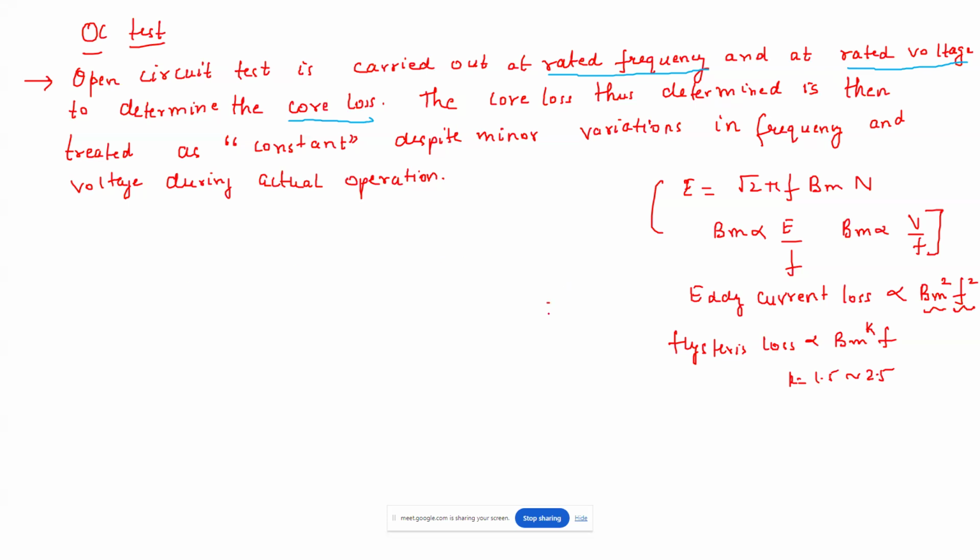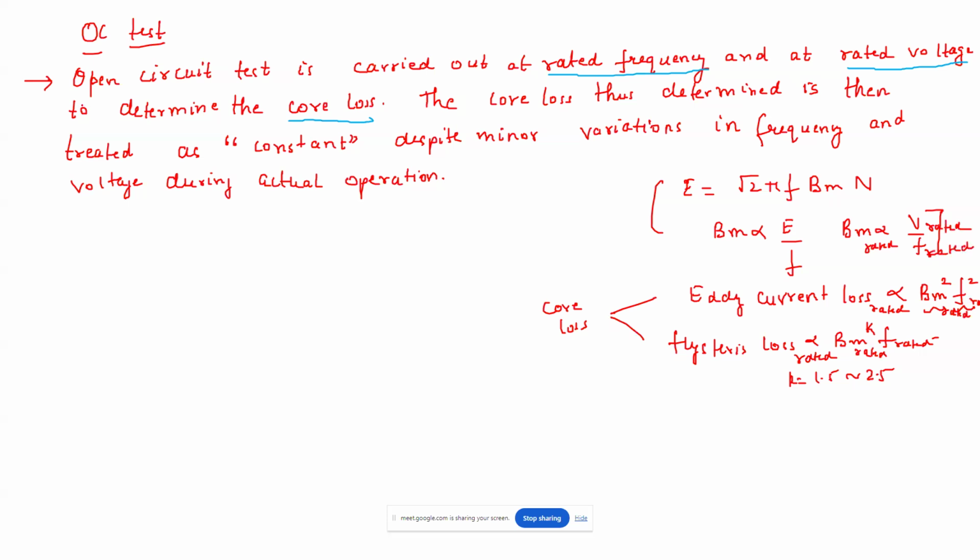Core loss consists of hysteresis and eddy current loss. We have seen that the eddy current loss is proportional to Bm squared f squared, and hysteresis loss is proportional to Bm to the power k into f, and Bm is proportional to V by F. So to get the rated eddy current loss and rated hysteresis loss, Bm has to be rated and f also has to be rated. In both cases both have to be rated. And when is Bm rated? Bm is rated when you are operating at V rated and F rated.